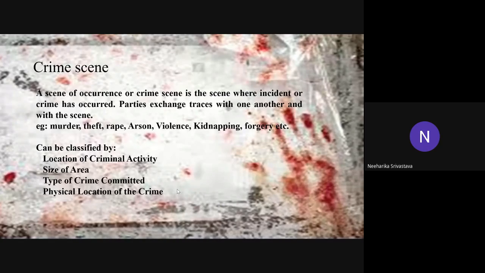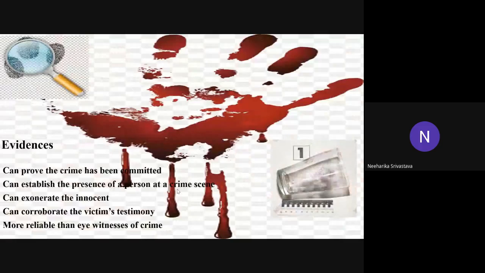We can classify the crime scene on the basis of location of criminal activity. It can be classified as primary crime scene or secondary crime scene. On the basis of size of area, it can be macroscopic, microscopic. On the basis of type of crime committed, murder, theft, rape, etc. And on the basis of physical location of the crime scene, it might be outdoor or indoor crime scene. We will discuss it in detail shortly.